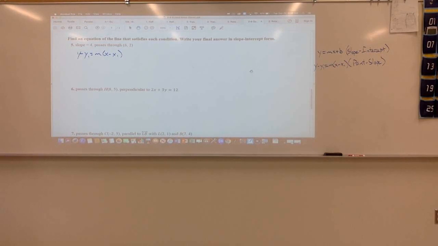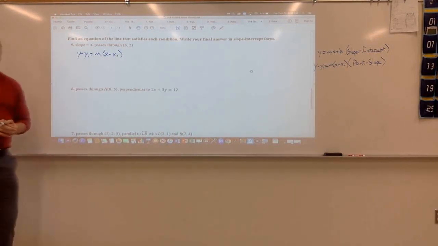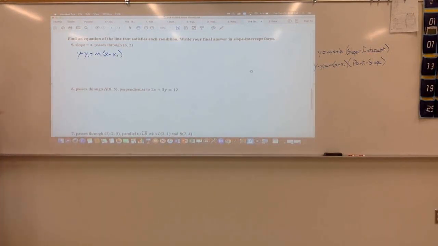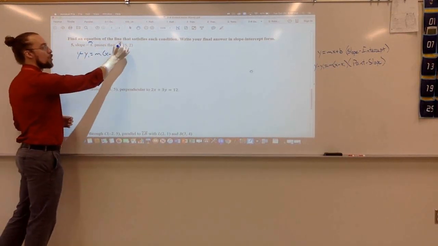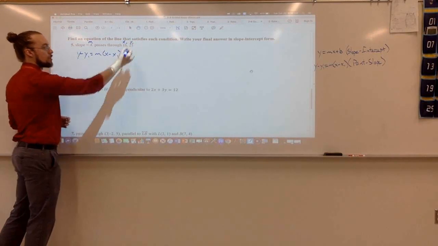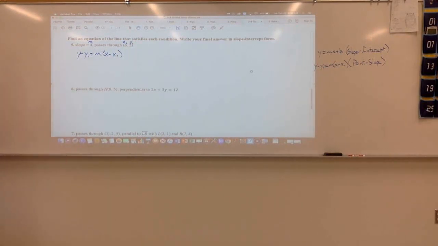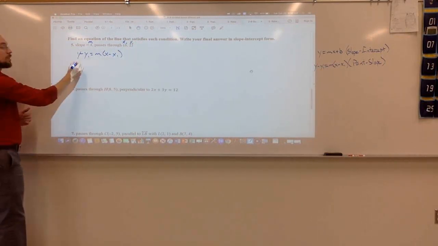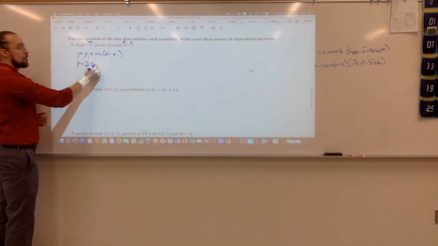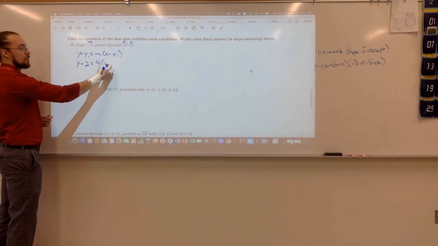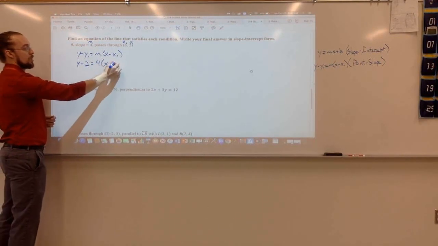So we've been working with that equation for a few days. Yeah, so this slope is m, right? And then my point is x1, y1. So I'm just going to plug those 3 pieces of information in. So I'm going to have y minus 2 equals 4 times x minus 6.